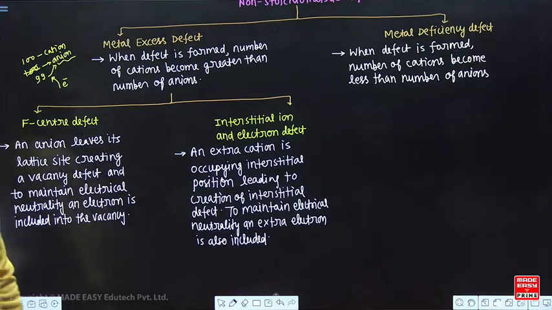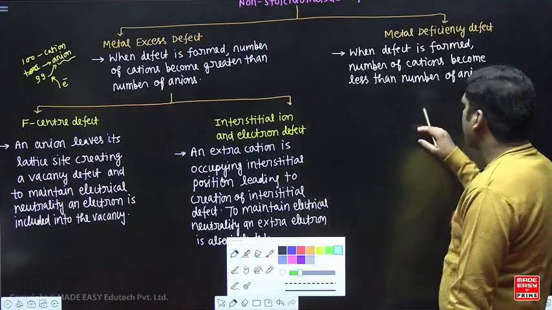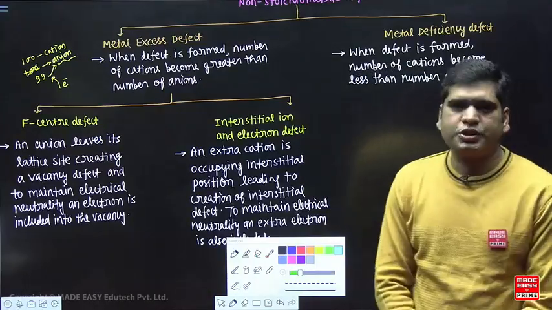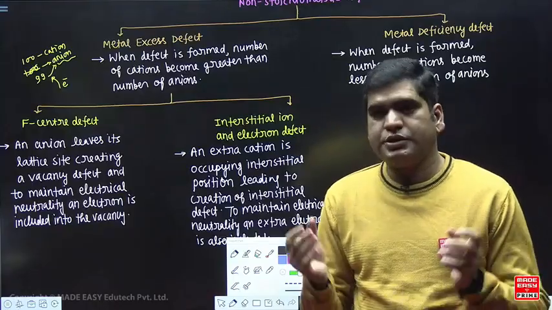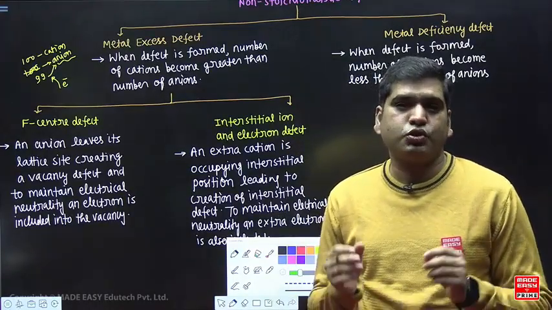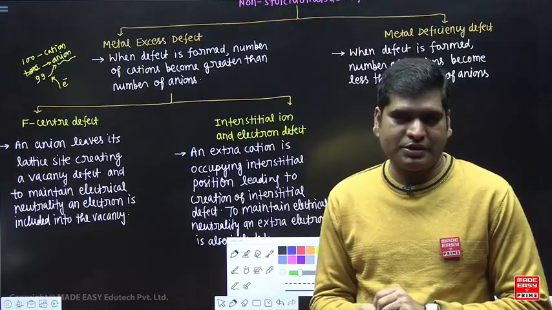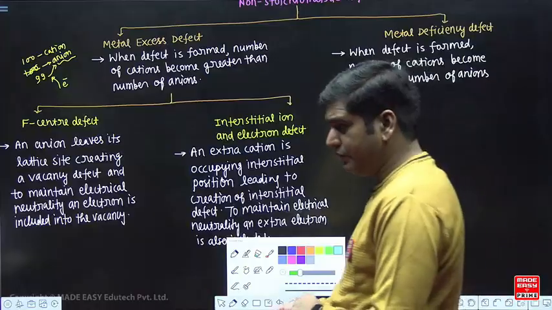Now let us see metal deficiency defect. What happens here? A cation leaves its position, creating a vacancy, and the adjacent atoms acquire extra positive charge so that electrical neutrality remains maintained. Although this is very less frequent, still it can be formed.